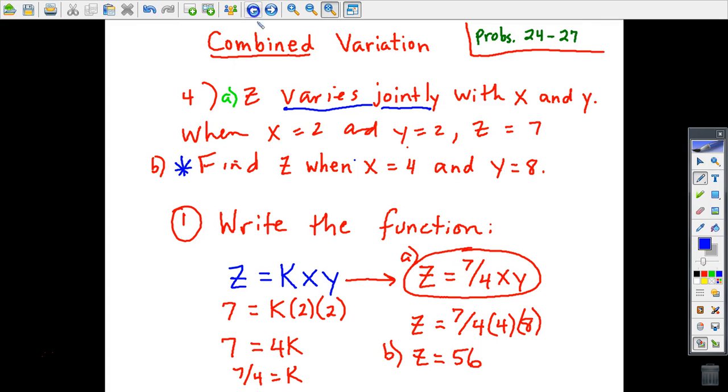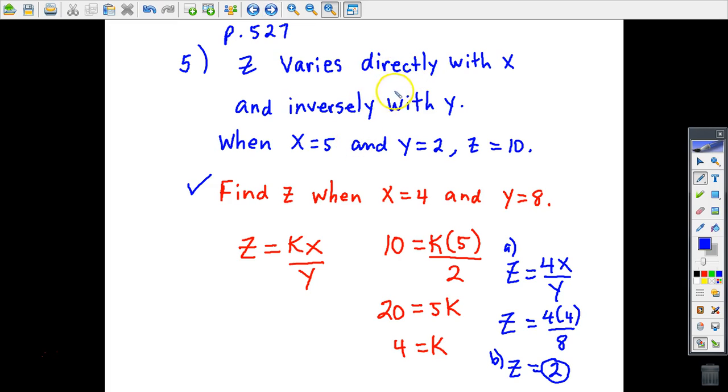Okay, so combined variation, you will see the words varies jointly. You're thinking all multiplication. z equals the constant times x and y. x and y are working together. Here they're working in opposite directions because one is varying directly, that's multiplication. The other one is varying inversely, that's division.